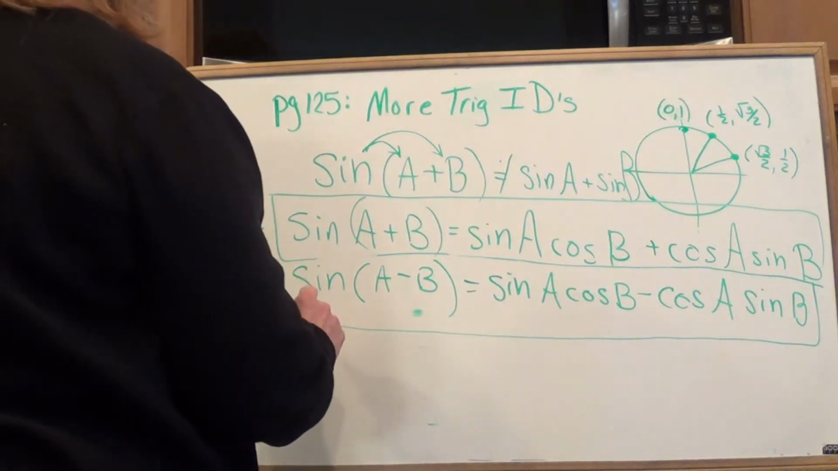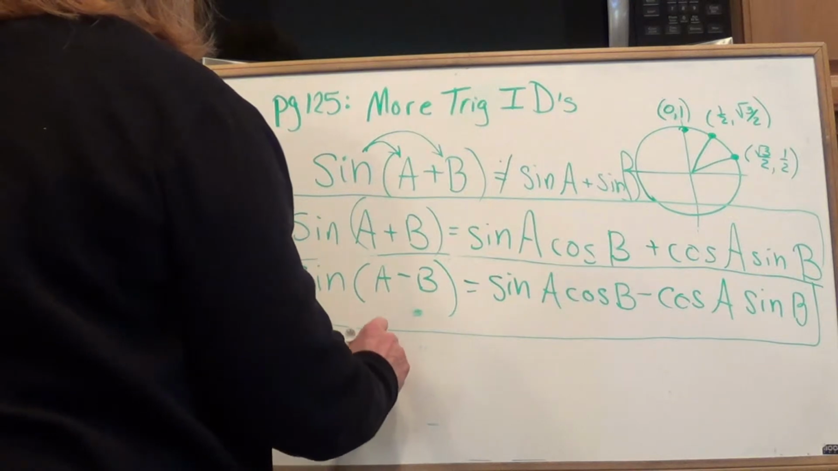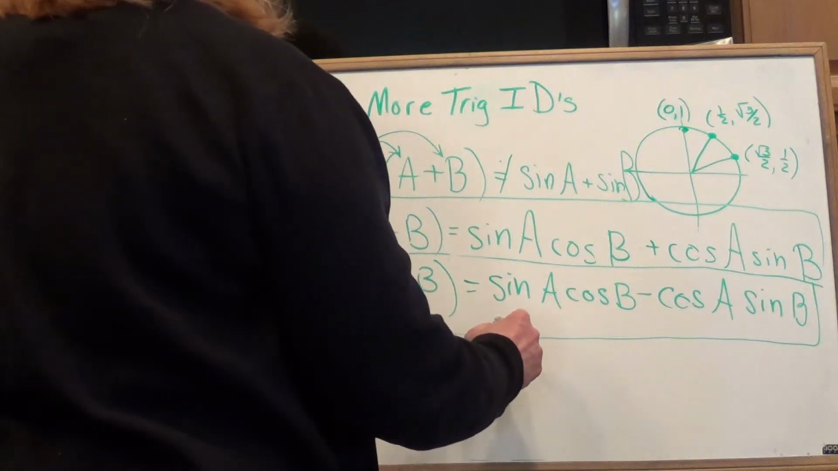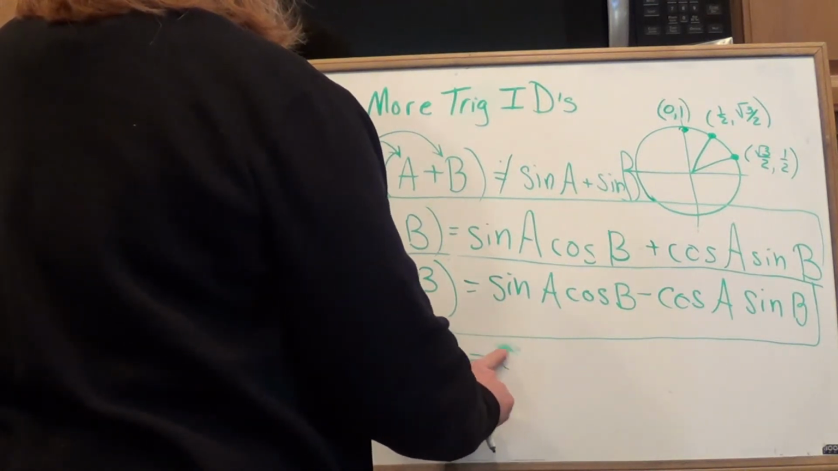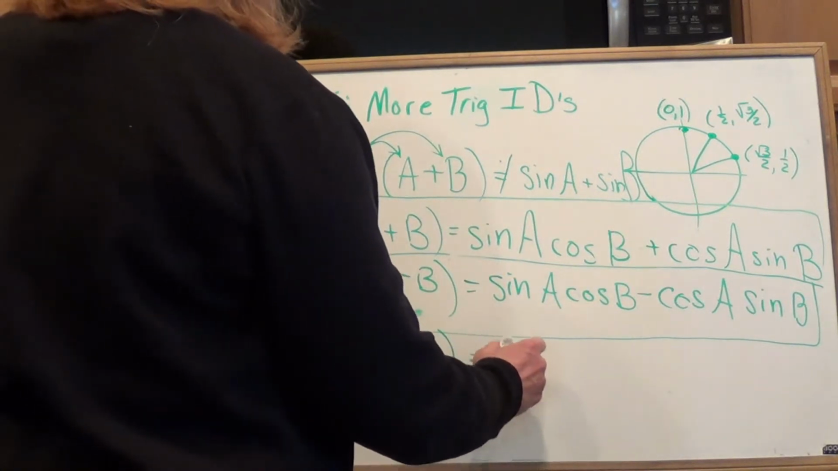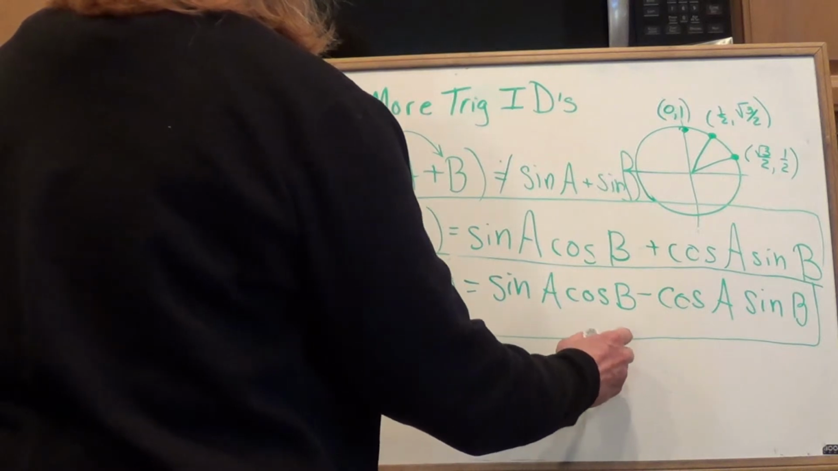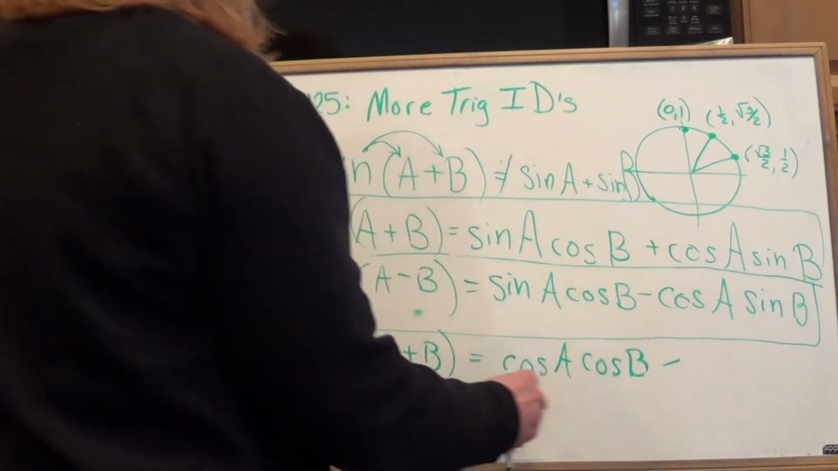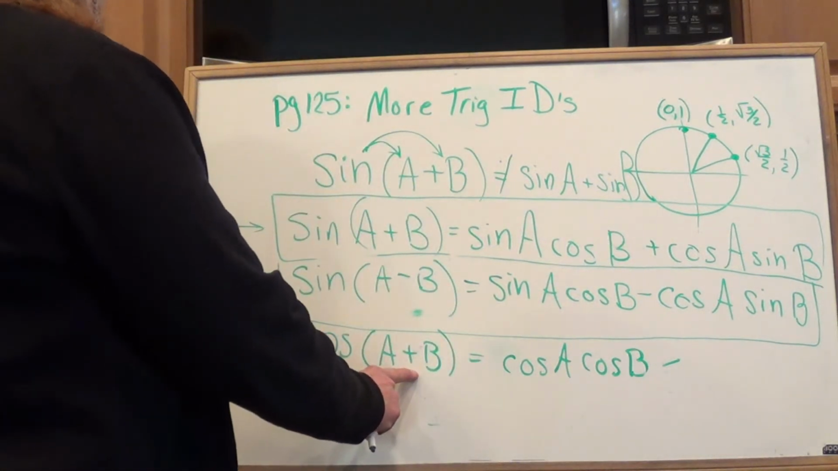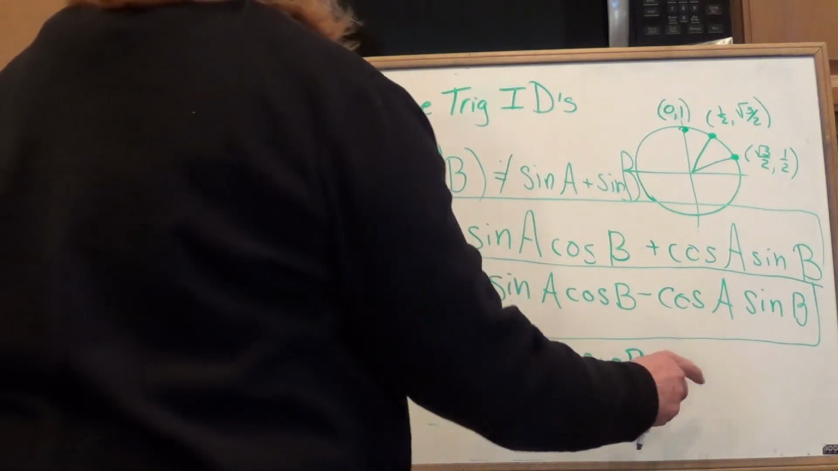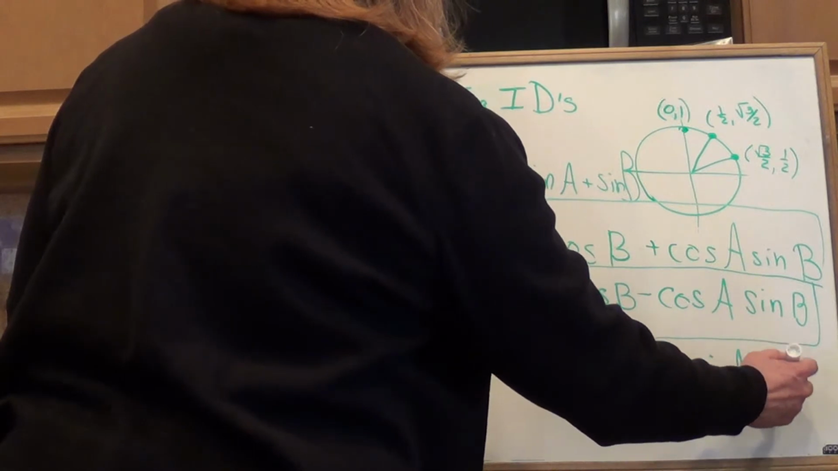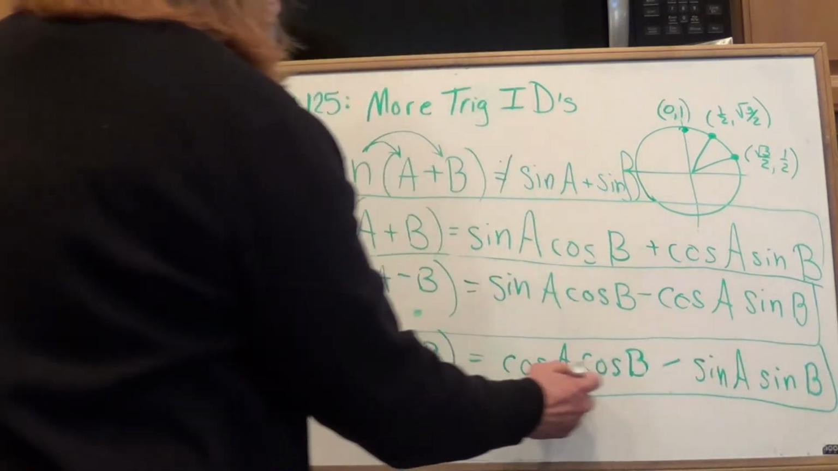All right, cosine of A plus B equals cosine A cosine B minus. You probably weren't expecting that, but cosine works differently than sine. So when this is plus, and when you're working with cosine, this comes out to be minus. And it's sine A, sine B. So that's your next trig ID.